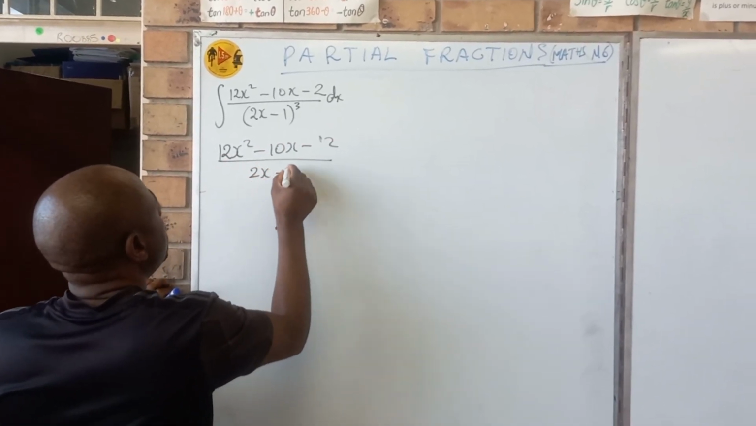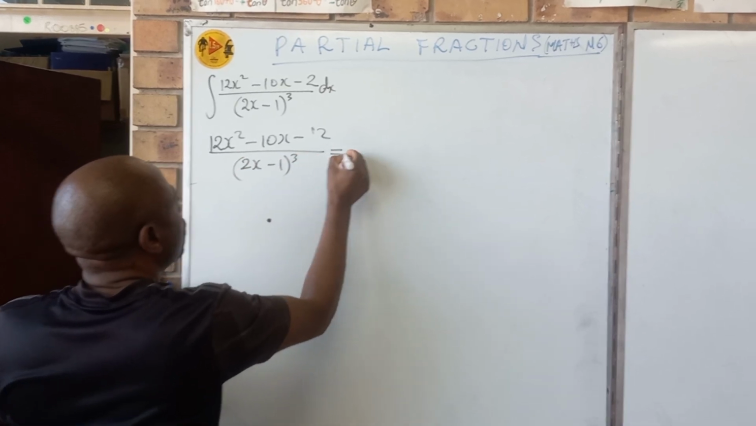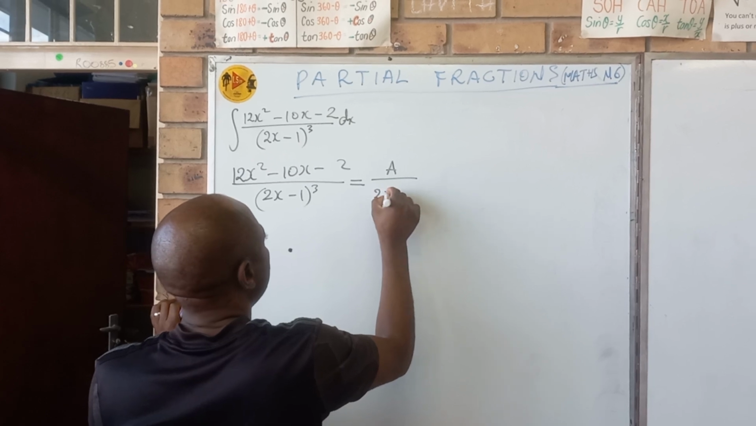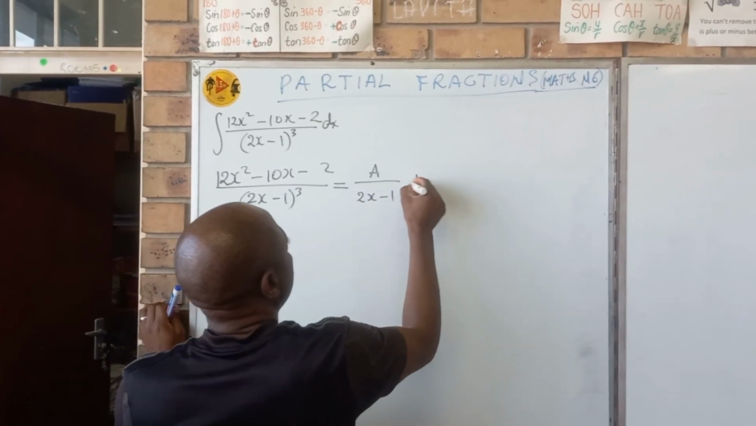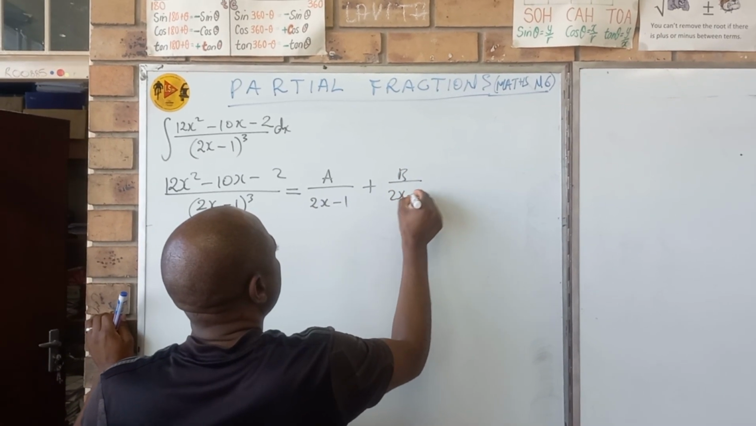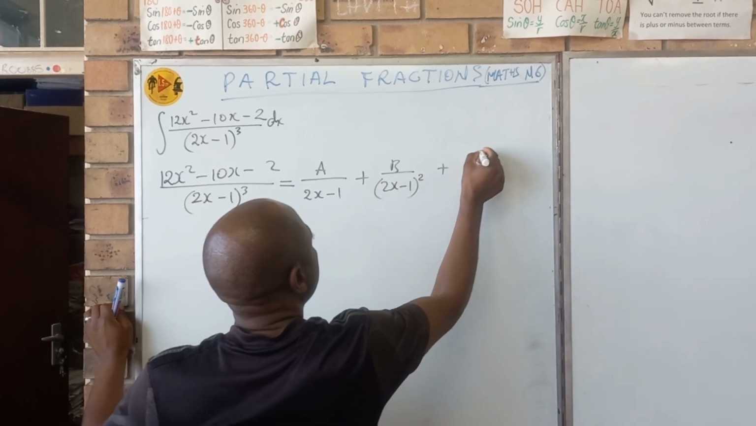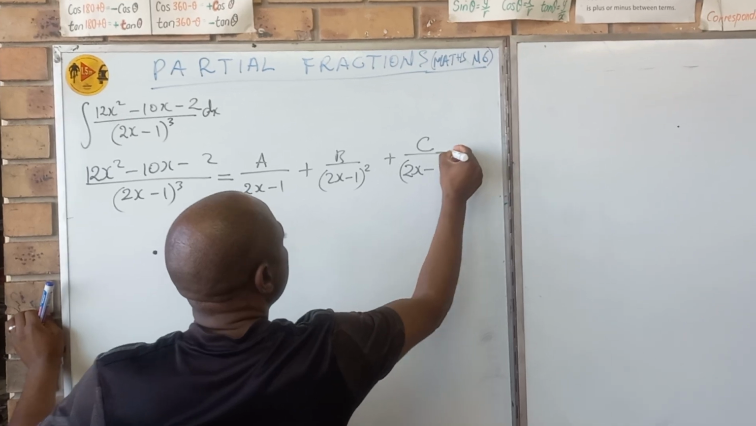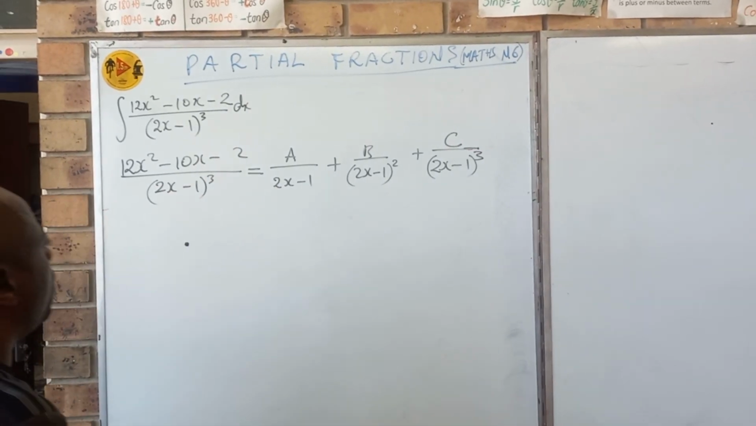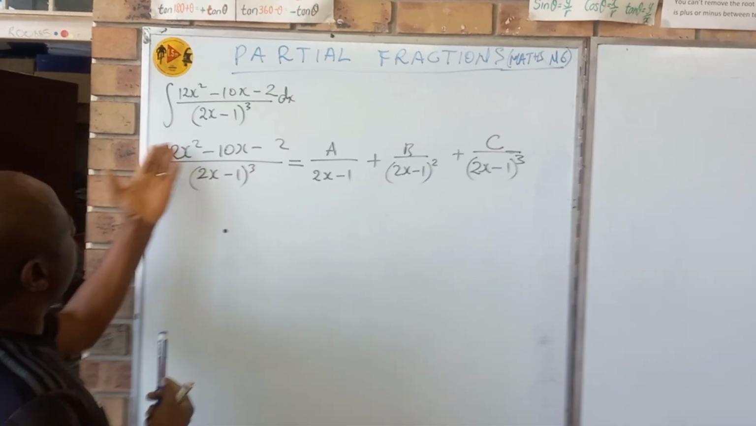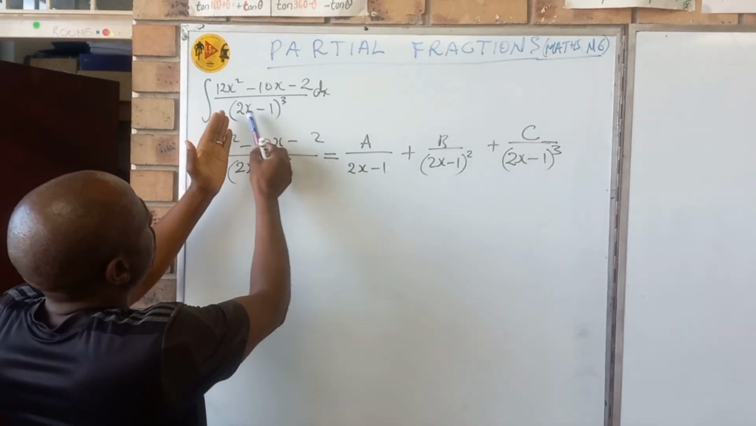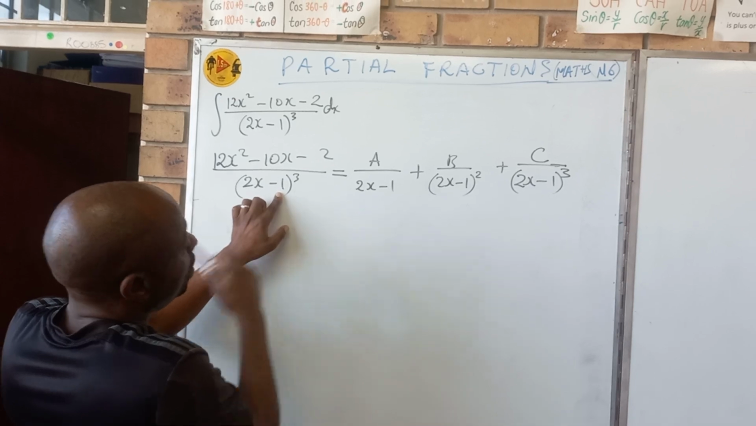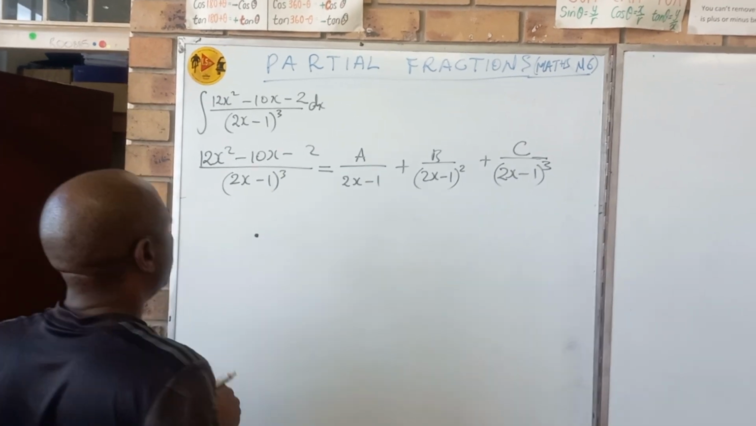I get 2x minus 1 all that cubed. So my partial fractions will simply be A over 2x minus 1, plus B over 2x minus 1 squared, plus C over 2x minus 1 cubed. For N6 students, you can check page 6 of your formula sheet. There is a formula that helps you with this when your denominator is factorized completely to get one linear term that is repeating 3 times. That's how you write your partial fractions.